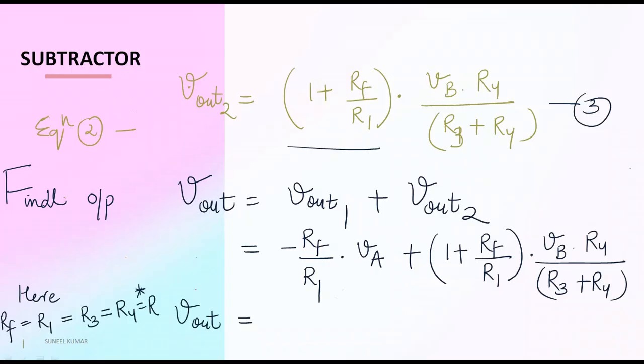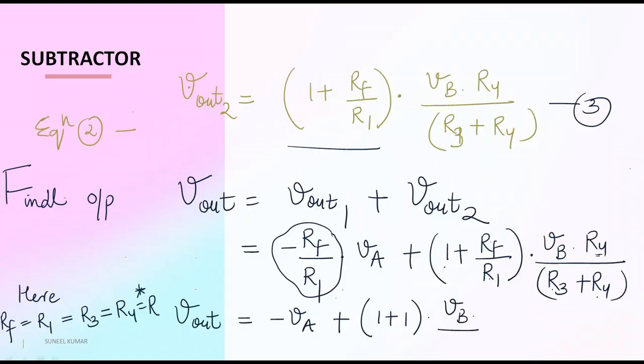So what will happen? This will become minus VA, because this term, RF upon R1, will become minus 1. Plus this is 1 plus 1 into VB. Here it is R divided by R plus R, so this becomes VB divided by 2. So this 2 and 2 both will cancel out.